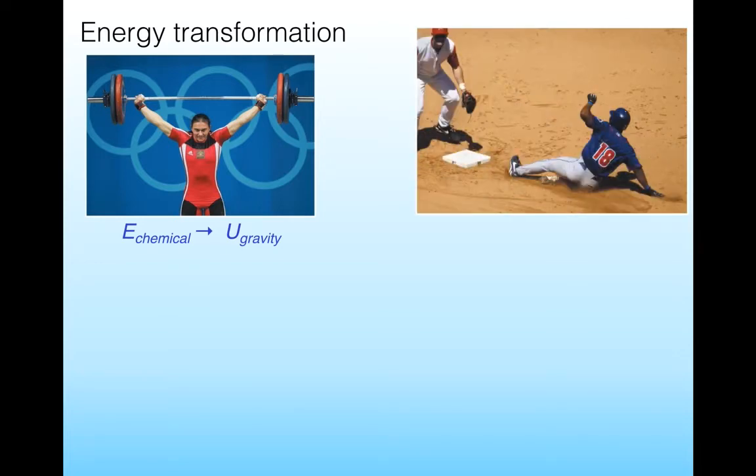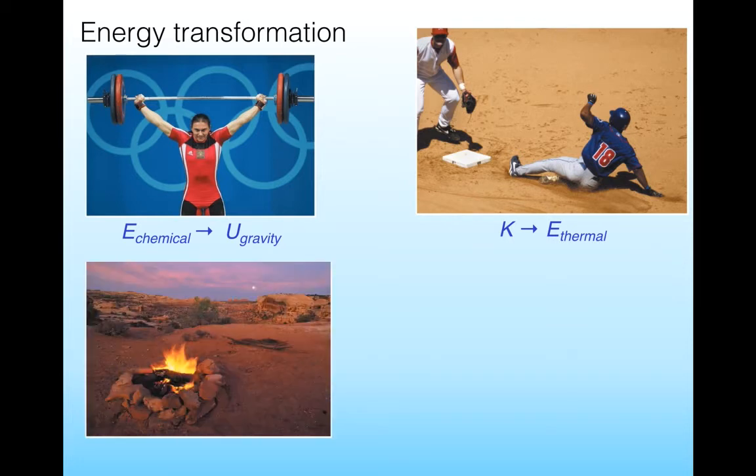In the example of a baseball player who runs and slides into third base, you can see that the kinetic energy the baseball player had when he was running is being turned into another type of energy. We know what's happening here: there's a lot of friction between the runner and the ground as he slides into the base. And when there's a lot of friction, you end up heating up systems, and that leads to some kind of thermal energy, because the temperature increases. So this is an example of turning kinetic energy into thermal energy.